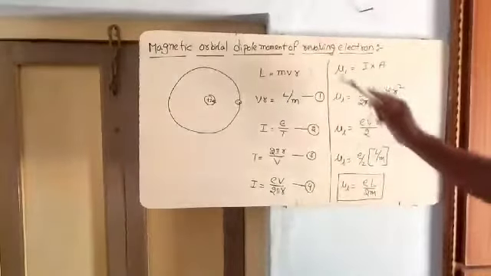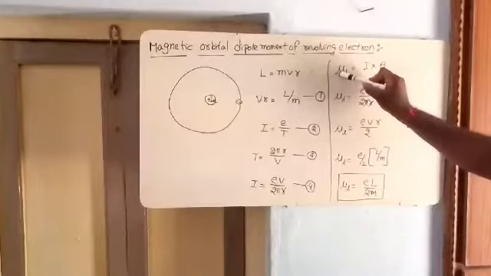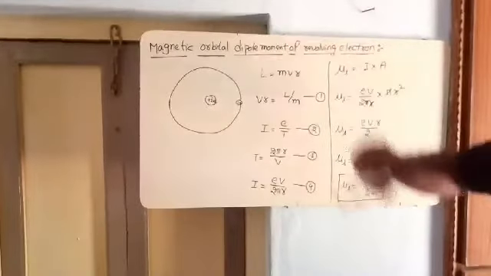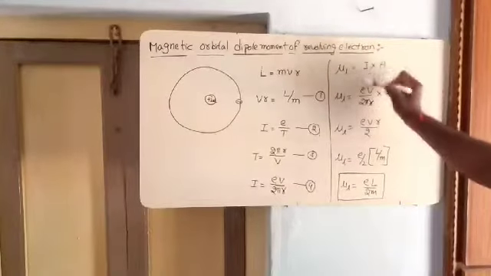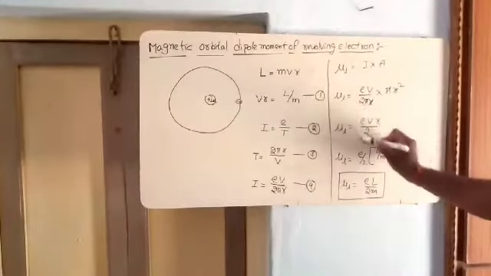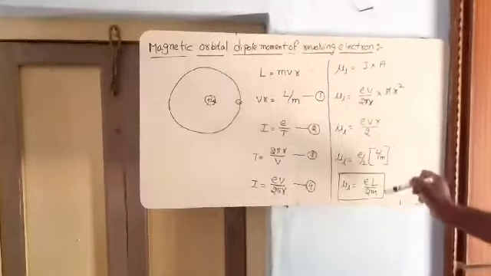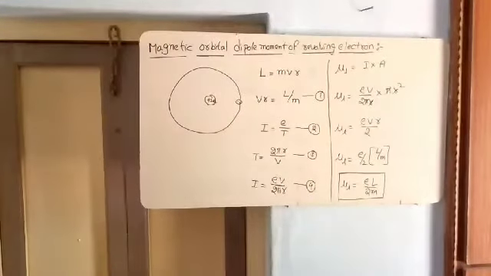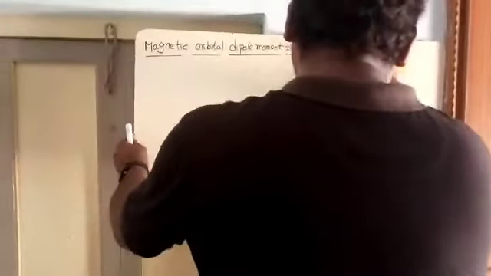And later the magnetic dipole moment I can get by using the equation mu L is equal to, mu L stands for the magnetic dipole moment. It is nothing but the product of current into area. So in place of current I can use ev by 2 pi r into area pi r square, and I got evr by 2, e by 2 into, in place of vr I can use L by m, and finally I can get mu L is equal to eL by 2m. And from this result I can get two more results. What are they?